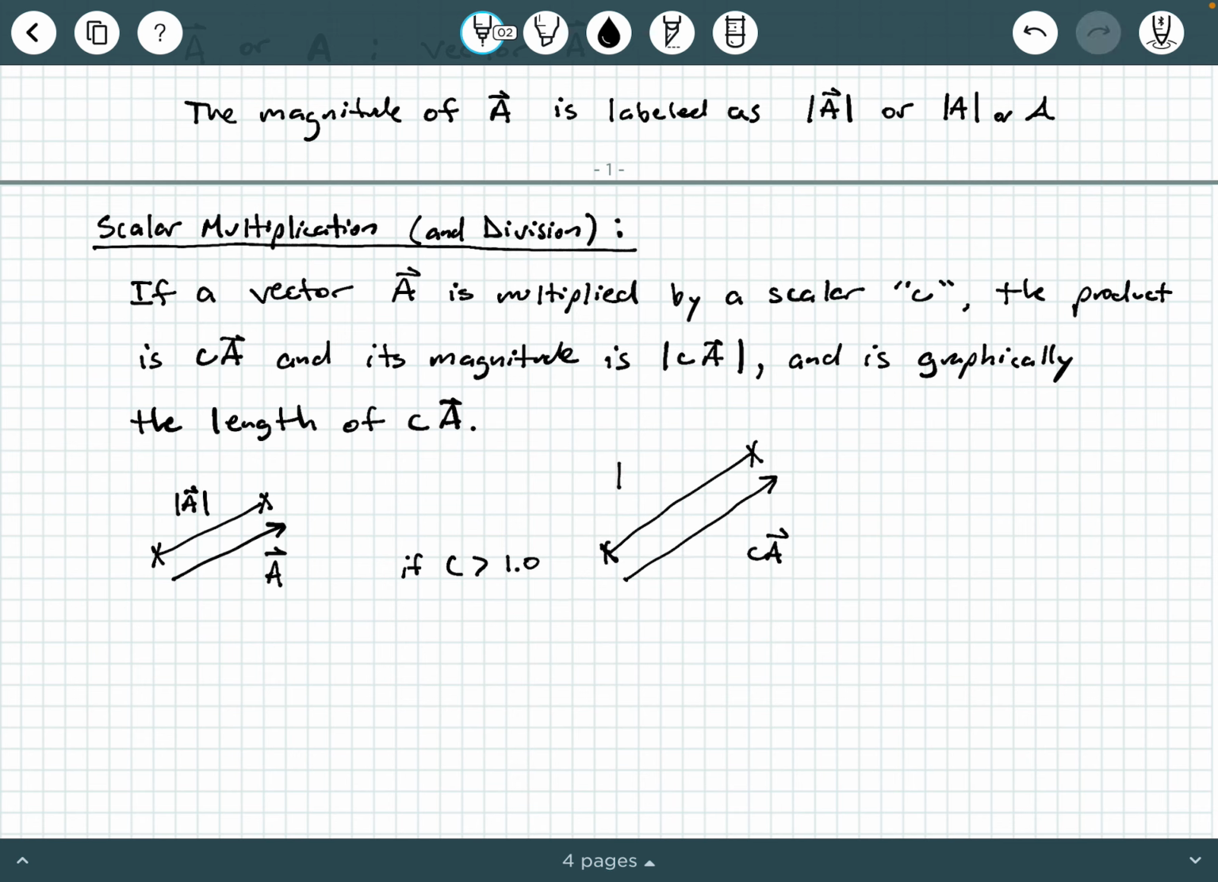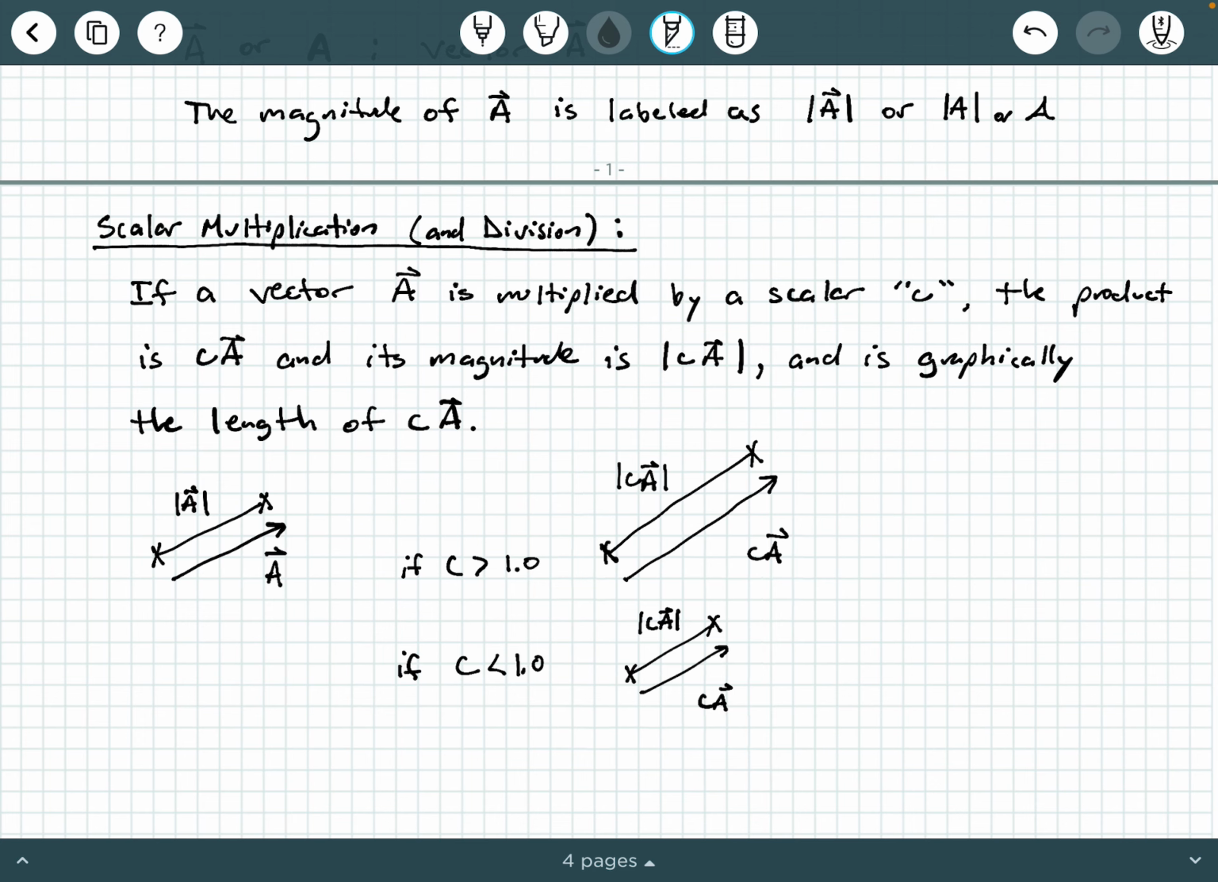Magnitude is going to be the absolute value of C times A, like this. So we see this kind of stretching effect. What if C is less than 1.0? Well, then it's going to shrink it down. You're going to have kind of a shortened CA. And again, this magnitude is still the absolute value of C times A, but it's going to be shortened compared to the original vector.